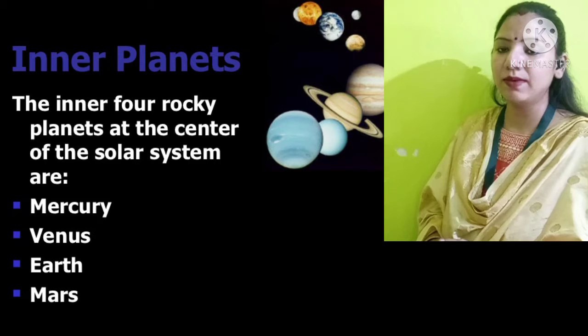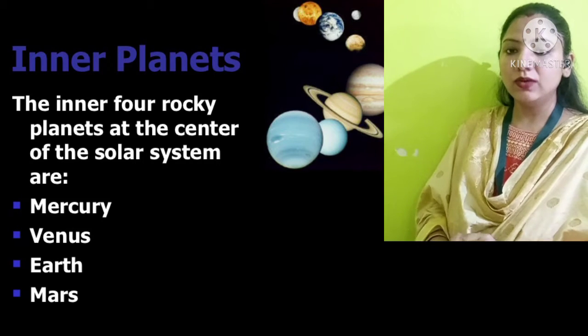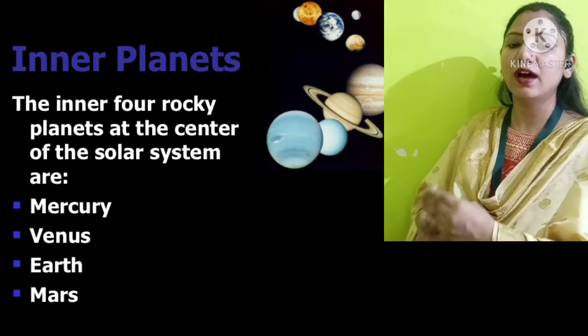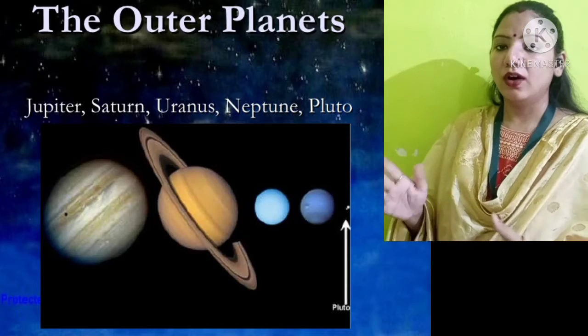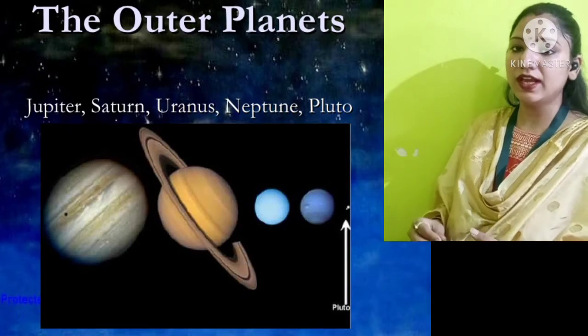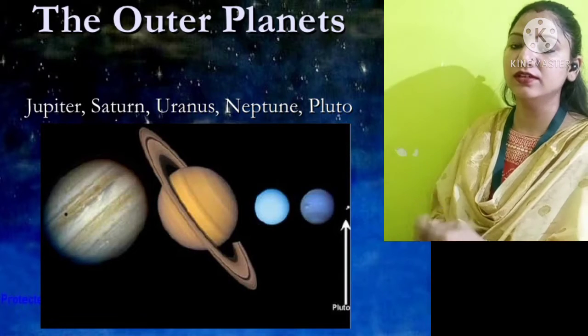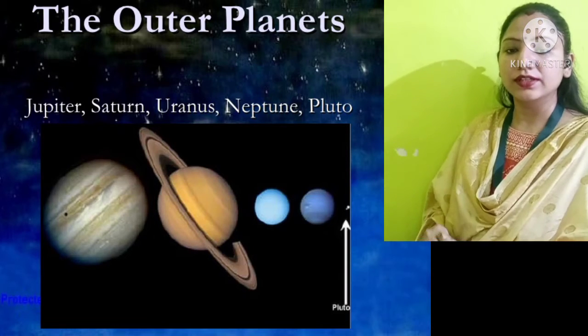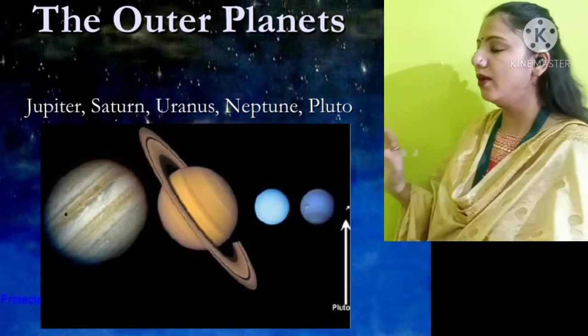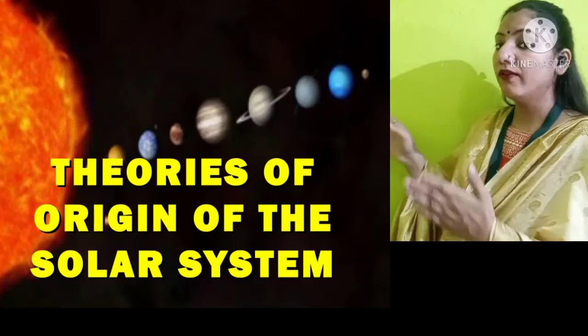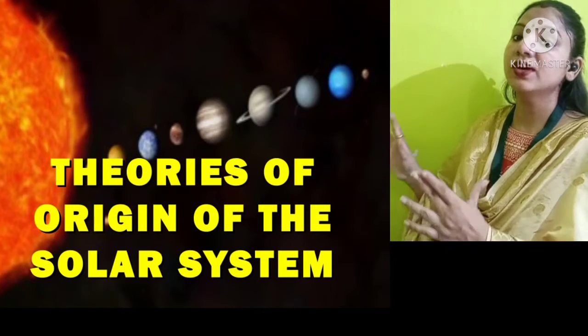In the Earth-like planets, we include Mercury, Venus, Earth and Mars. And in the Jovian or Jupiter-like planets, we include Jupiter, Saturn, Neptune and Uranus. And Pluto is known as the dwarf planet. Now we will see how our solar system was formed.